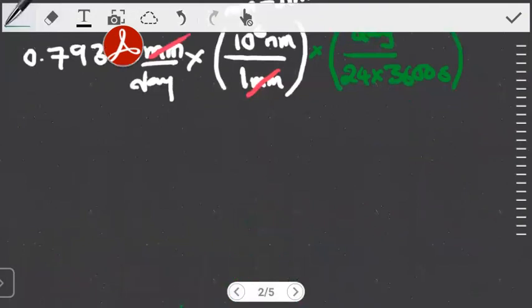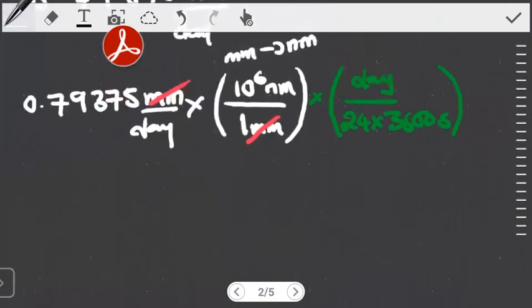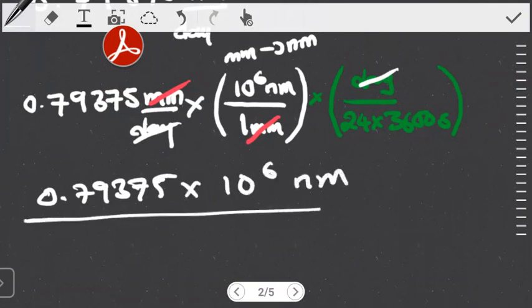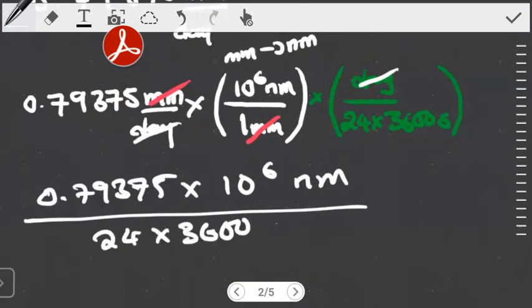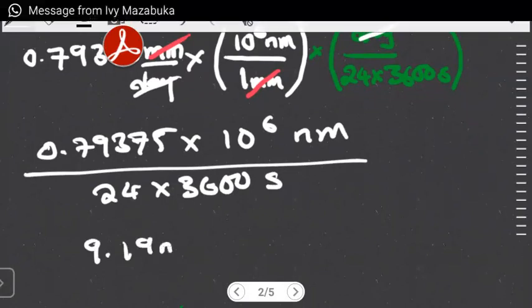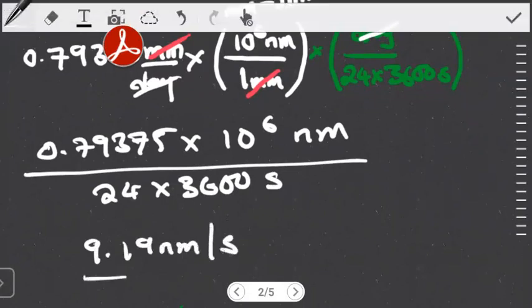Okay, so once I've got this, the rest is just simplifying that expression. And how does it work? So of course, you multiply the top part. First of all, you notice that the day will cancel with the day there. So what you have is 0.79375 multiplying 10 to the power 6 nanometers over 24 by 3,600 seconds. So when you simplify that, you should see that you're going to get 9.19 nanometers per second. So this becomes the rate at which the hair grows in nanometers per second.